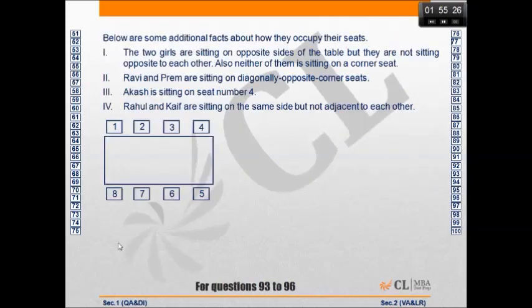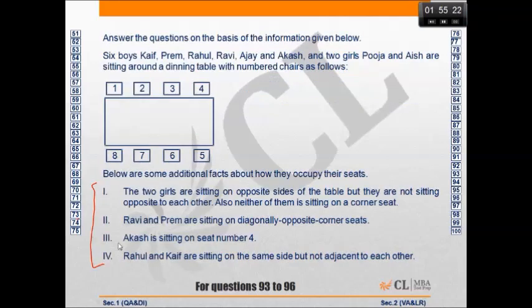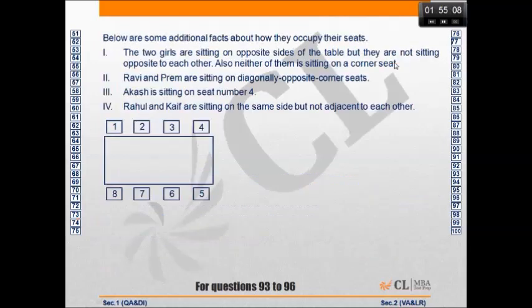Okay. Below additional facts on how they occupy seats. Who are the people? 6 boys: Kaif, Prem, Rahul, Ravi, Ajay, Akash, and 2 girls, Pooja and Ash, are sitting around the dining table with their numbered chairs as follows. The 2 girls are sitting on opposite sides of the table, but they are not sitting opposite each other, and neither of them is sitting on the corner seats. So Pooja and Ash are not in the corner seats.